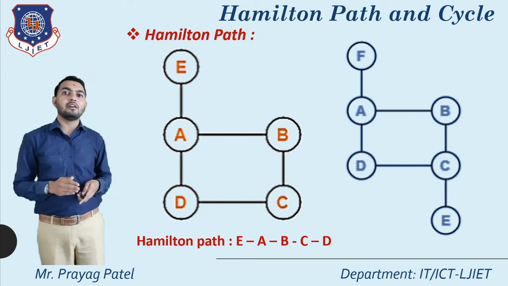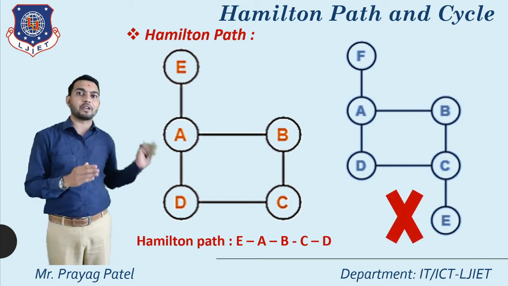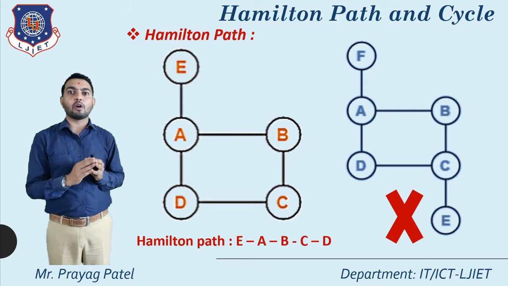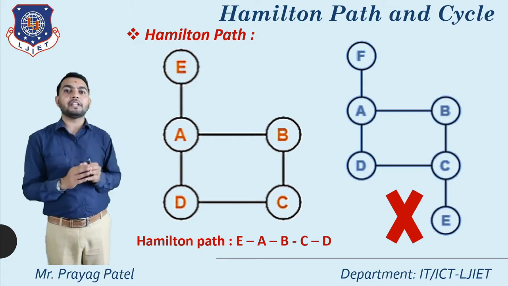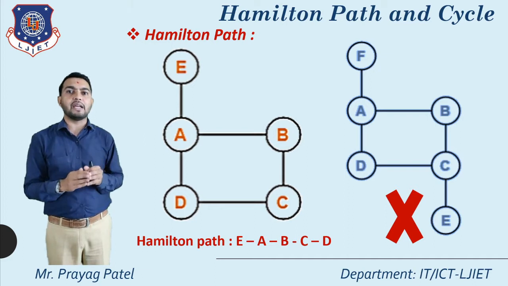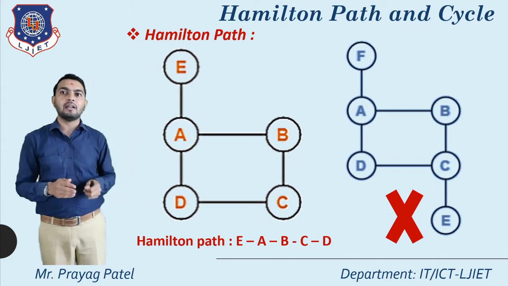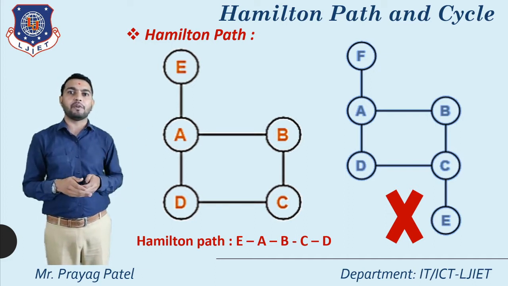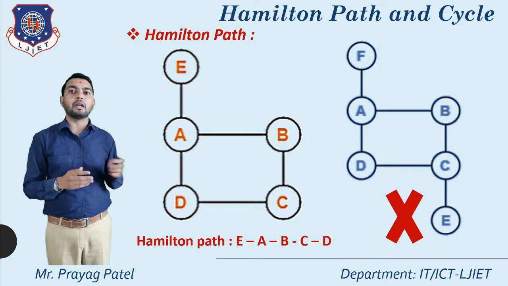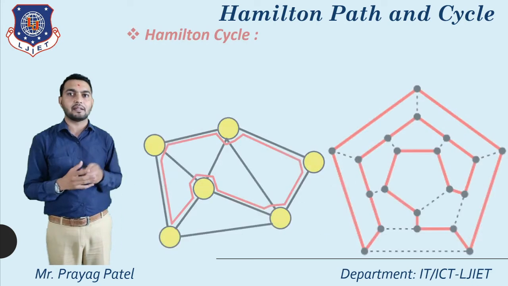So we can say that no Hamilton path is possible in this figure, because here for covering each and every node we repeat some node or some edges. So a Hamilton path is not possible. So this figure does not contain a Hamilton path. So we can say that this graph does not contain a Hamilton path.